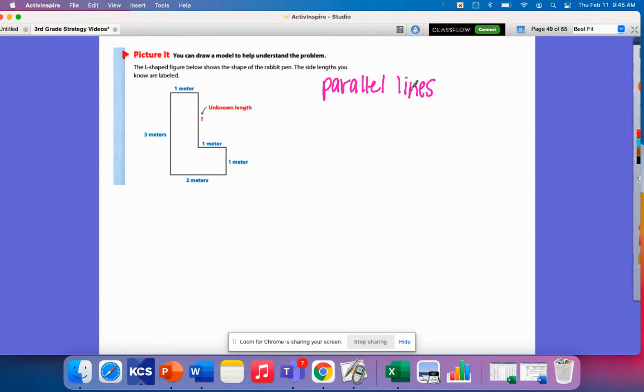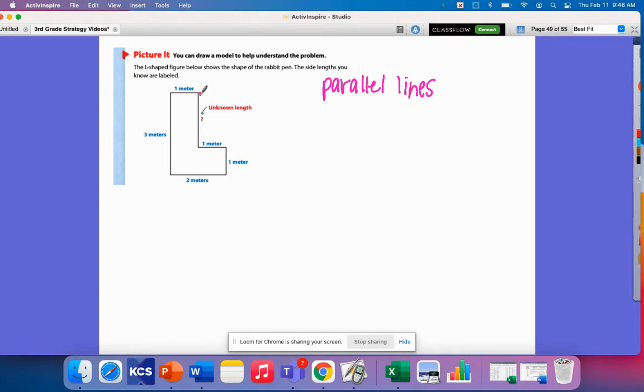This is really important because when I can find a line that is parallel to the one I'm trying to find, that can help me solve for the unknown length. So when you come across a problem like this, think about what measurements we already have. If it's a vertical measurement, I'm going to look for other vertical measurements. If it's horizontal, I'm going to look for other horizontal measurements, those parallel lines.